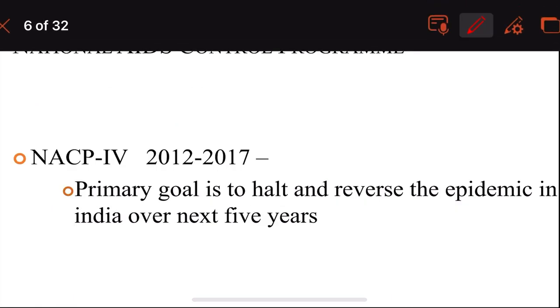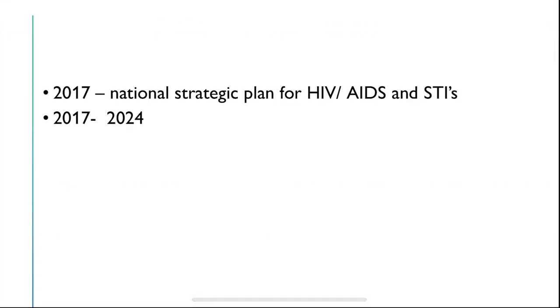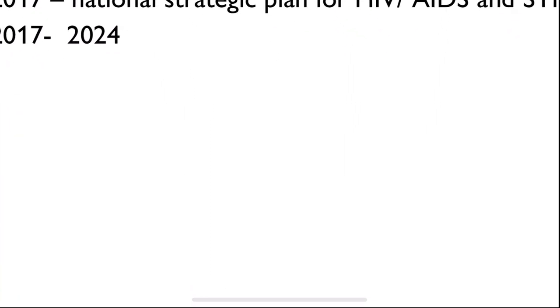Followed again by NACP 4, the 5-year plan. That's all, so this was about the milestones. Lastly, you can write that the National Strategic Plan for HIV/AIDS was started, and it runs from 2017 to 2024. So let us try to recall the milestones we studied.